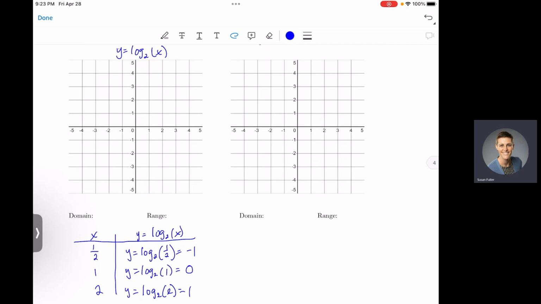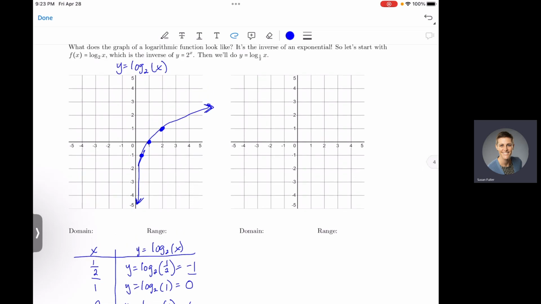All right, so I've got some ordered pairs here. When x is 1/2, y is -1. So I'm just going to eyeball x equals 1/2, y is -1. When x is 1, y is 0. So we've got one at the ordered pair 1, 0. And we have a point at x equals 2, y equals 1, which is right here. And then we can go ahead and connect the dots here. It's going to look like this. So this is what log base 2 of x looks like.